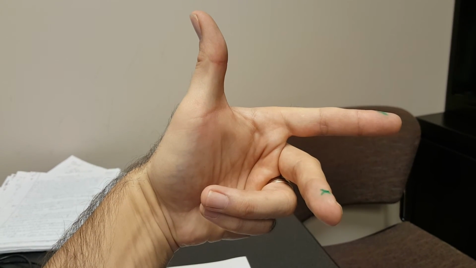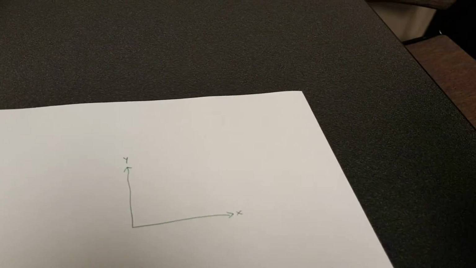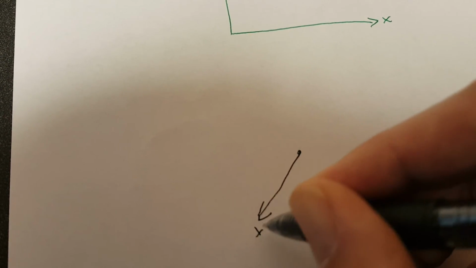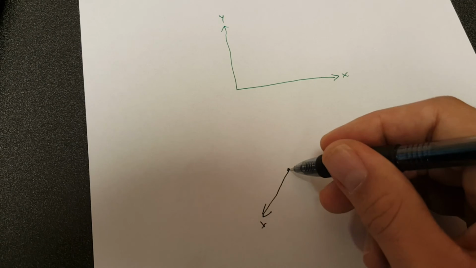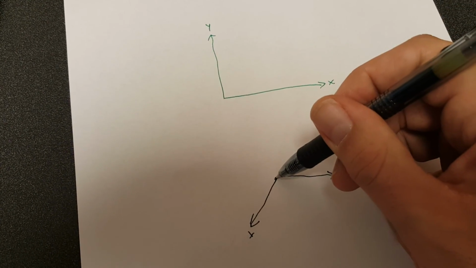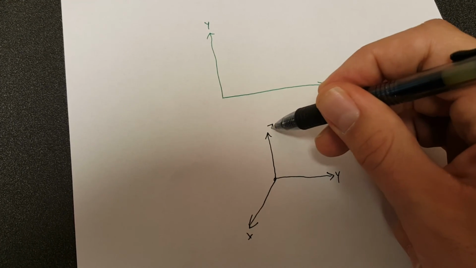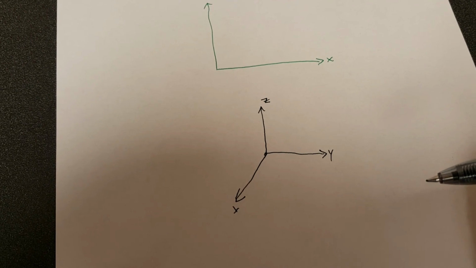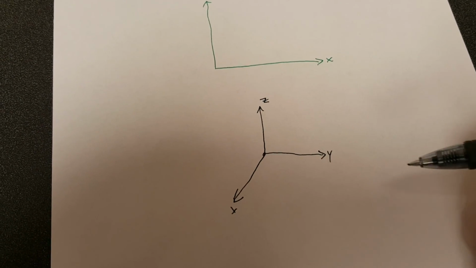So let's go back to our paper and draw it in such a way. And we have to give it perspective since it's a three-dimensional system. So here's my origin. My positive x-axis points at us. My positive y-axis points to the right. And my positive z-axis points up. And so that's the standard orientation for a three-dimensional XYZ coordinate system.